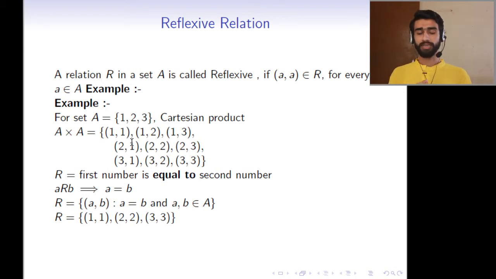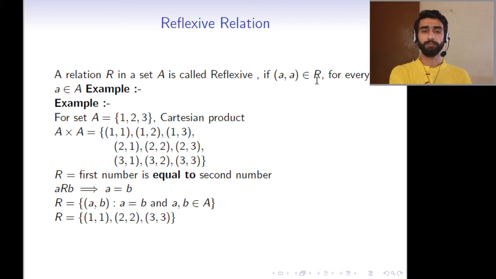Now see the mathematical definition. It says, must be on your screen, a relation R in a set A is called reflexive when A comma A, both elements of the pair being same, if A comma A belongs to R. The elements of type A comma A that I have should be inside my relation, then I will say that this is a reflexive relation.